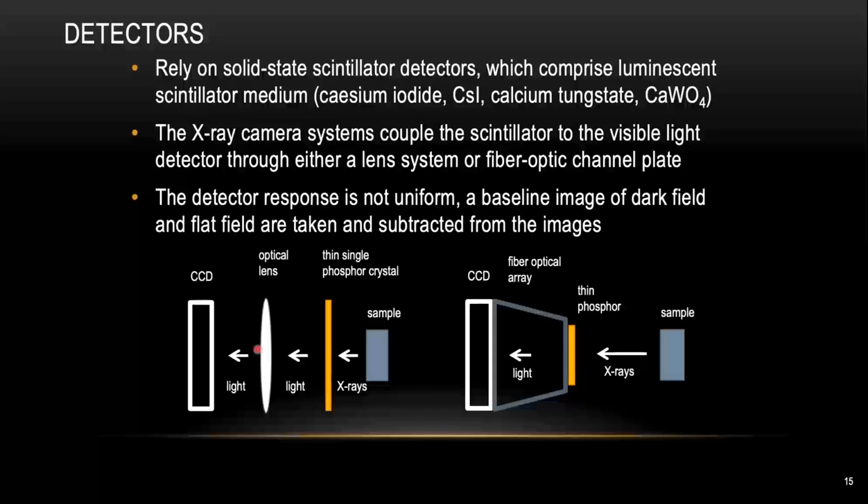The scintillator material's response is not uniform and also degrades over time. So most of the time you need to take some background images, such as a white field correction and a dark field correction, before you take your projection images. All the final projection images you read from the micro-CT dataset will have all these background images subtracted.